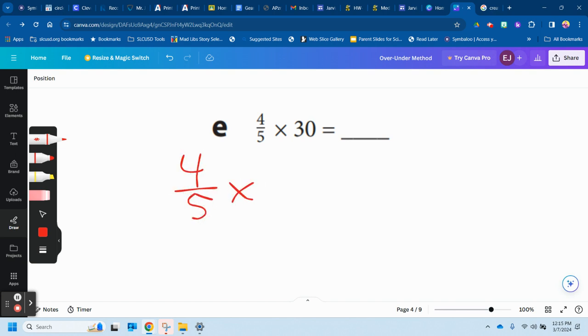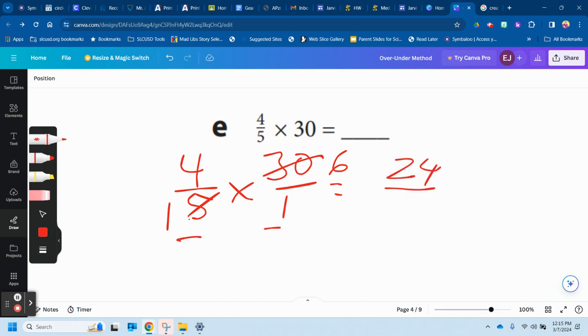4/5 of 30. So I write 30 as a fraction, and then you can simplify before you multiply. 4/5 is in its lowest terms. 30 over 1, I can't simplify that, but I can simplify any numerator with any denominator. 5 and 30 are both divisible by 5. 5 divided by 5 is 1. 30 divided by 5 is 6. So I get 4 times 6 is 24. 1 times 1 is 1. That equals 24.